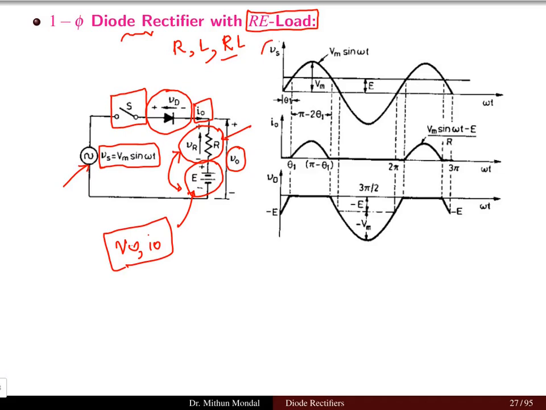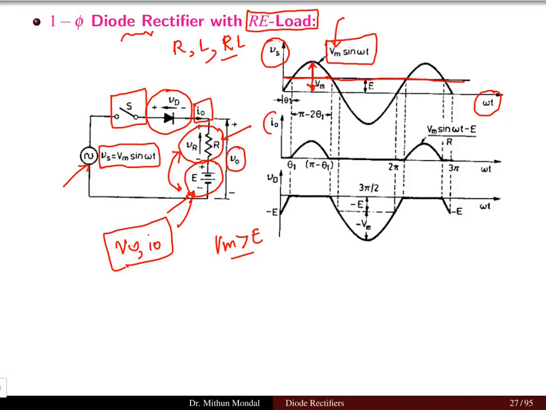So when we plot these on the waveform of the source voltage with respect to omega t, the source voltage is Vm sin omega t, which is sinusoidal in nature, with maximum magnitude Vm. Since there is a battery connected with the source, E is a constant voltage, considering that Vm will be greater than E. So we have the Vm voltage which is greater than the source EMF.